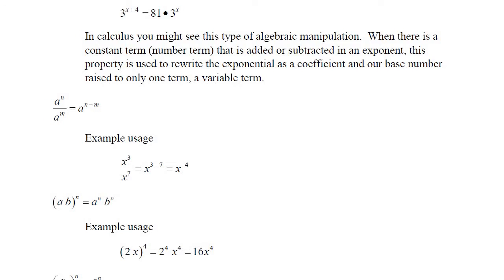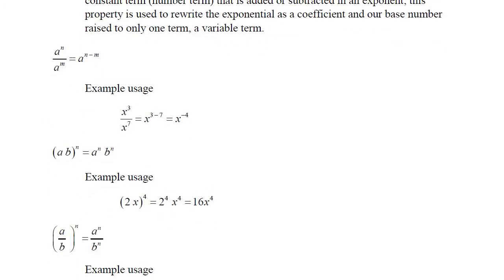All right, let's take a look at a couple more properties of exponents. The next property of exponents says this: if I am dividing and the base numbers are the same, I have a to the nth power over a to the mth power, then I can subtract those exponents. So that would be a to the n minus m. In example usage, this would be x to the third power over x to the 7th power. That's going to equal x to the 3 minus 7. It's always the top exponent minus the bottom exponent. And then 3 minus 7 gives me an exponent of negative 4.